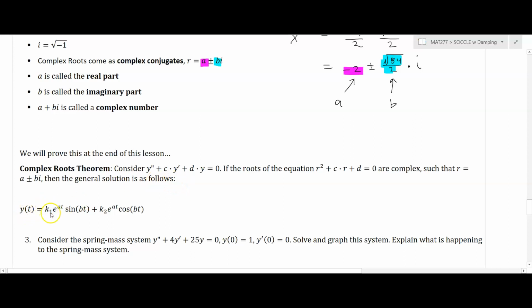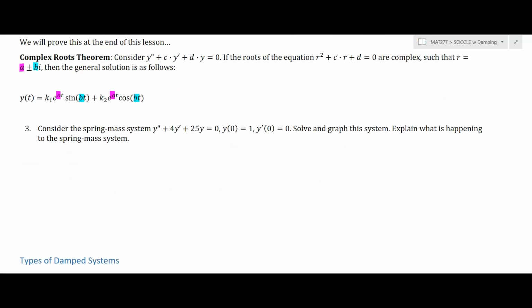Y equals k1 e to the at, so notice that whatever a is, that's going to go here, and it's going to go here. k1 e to the at sine of bt. So b is there, and so b goes there, and b goes there, and that's going to form your general solution. So it's kind of fun to see that if you have complex roots, you have a mixture of exponential and sinusoidal functions. Let's go ahead and put this to play and see how this works.